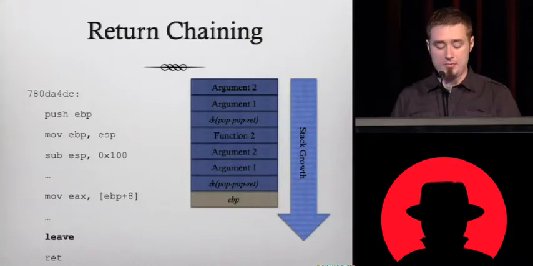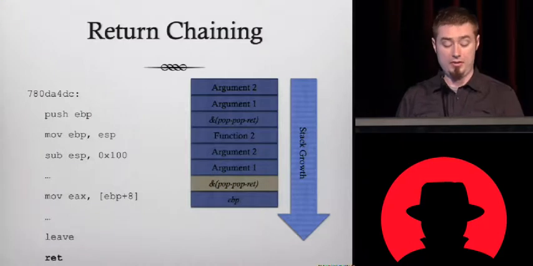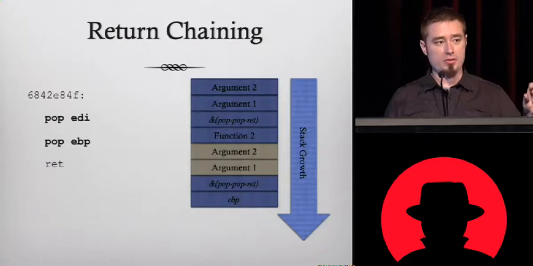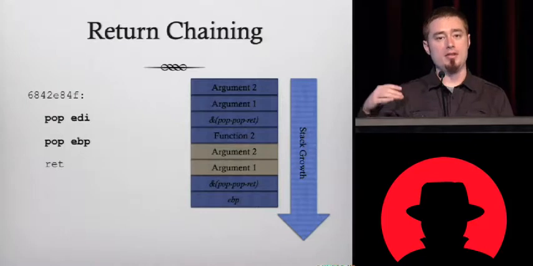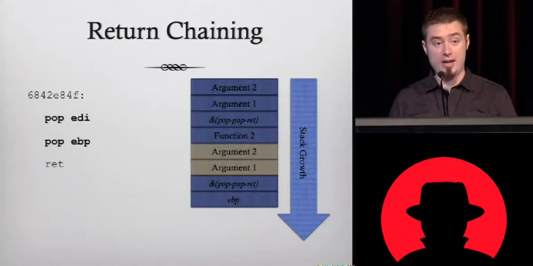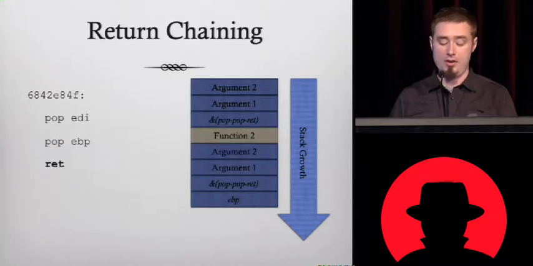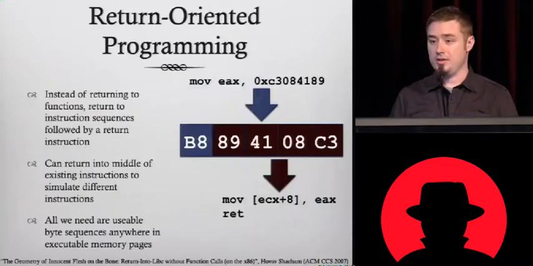Then as it's leaving, it's going to restore the frame pointer and then pop the next element off the stack, which is going to be the address of a small sequence of pop-pop-ret. We use that to skip over the arguments on the stack so that we can realign the stack to our next fake stack frame to simulate the next function call. So it skips over those and then calls our next function. So that's basically how it works.